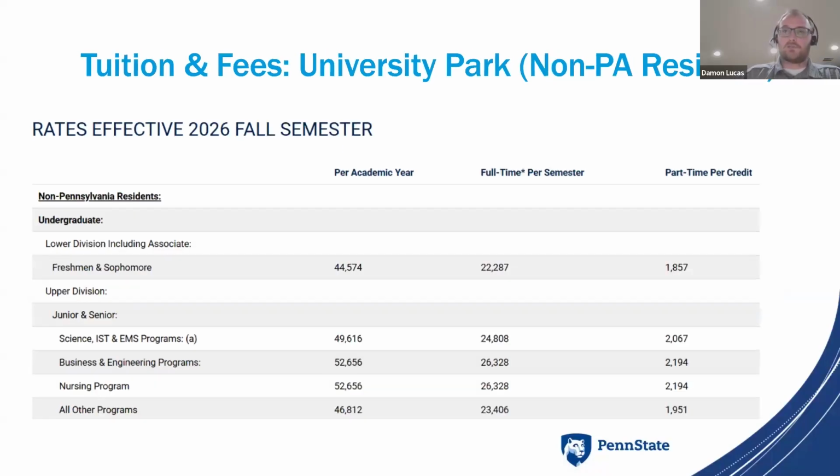Next we'll go over what a non-PA resident looks like. Again, same breakdown per academic year, there's a per semester and per credit. For an out-of-state student or a non-PA resident, it'd be about 44,574 a year for the tuition cost itself. And again, that surcharge is applicable when you're a junior and senior. You see again, you have all your varying costs here, and again, there is that part-time per credit hour as well. So whenever you're looking at your junior courses, that's when you'll see that surcharge, as well as your senior courses.